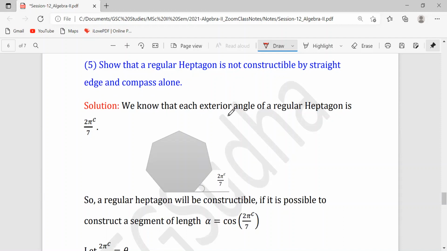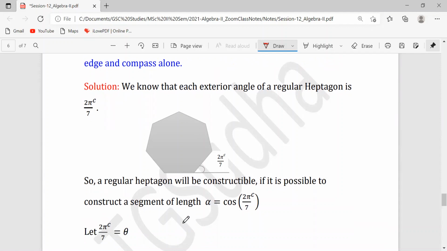We know that an exterior angle of a regular heptagon is given by 2 pi by 7. But if you consider this angle in degrees, it will not be a whole number, so it has some minutes and seconds. So let us consider this angle as it is, that is 2 pi by 7. Let us see whether a line segment of length alpha equal to cos 2 pi by 7 is constructible.